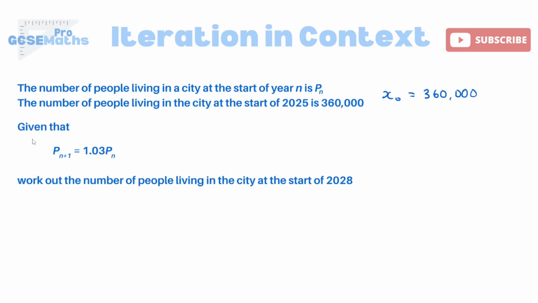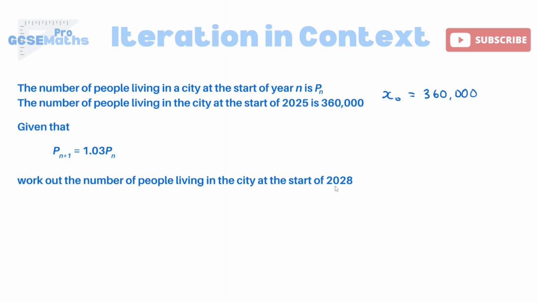Start here. Then if they're given that P n+1 is equal to 1.03 multiplied by P n, work out the number of people living in the city at the start of 2028. So hopefully you can look at this and you can see, even though they haven't mentioned the word iteration in the question, it's the same concept, isn't it? We've been given a formula where we have to take the previous answer, so in this case the previous population, substitute it into this formula to then find the population for the following year.